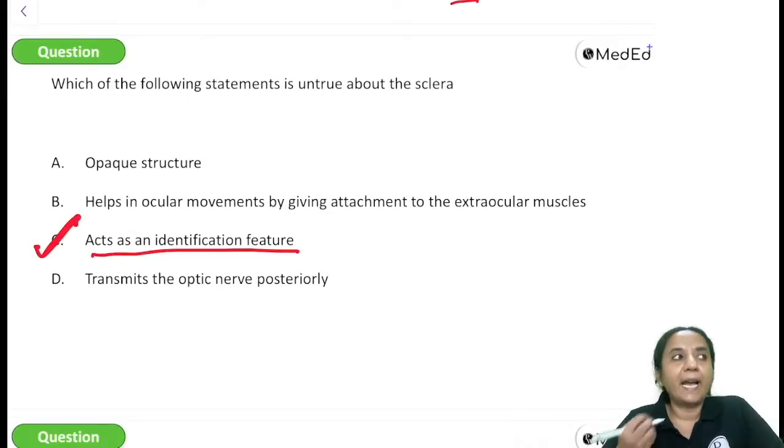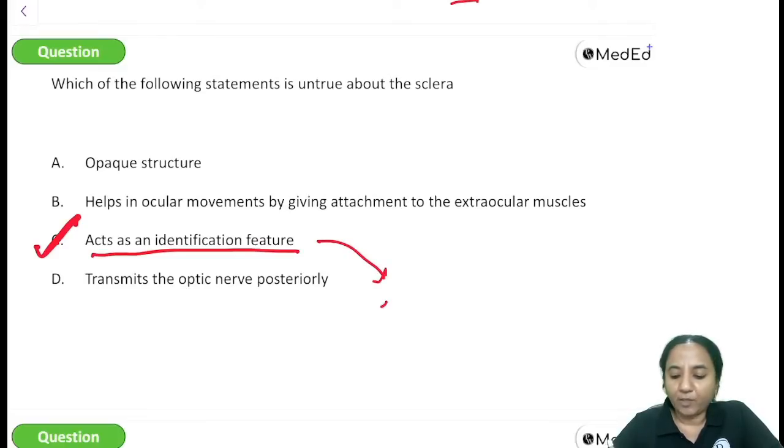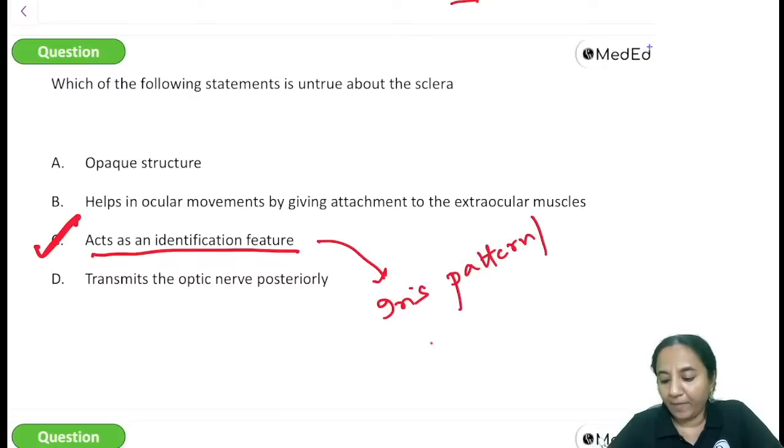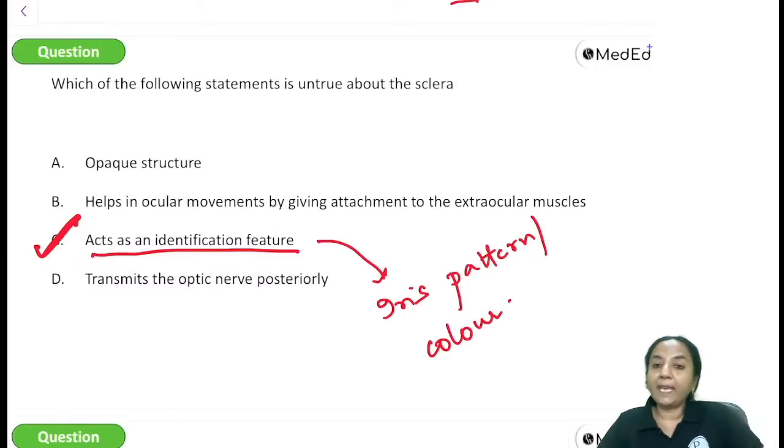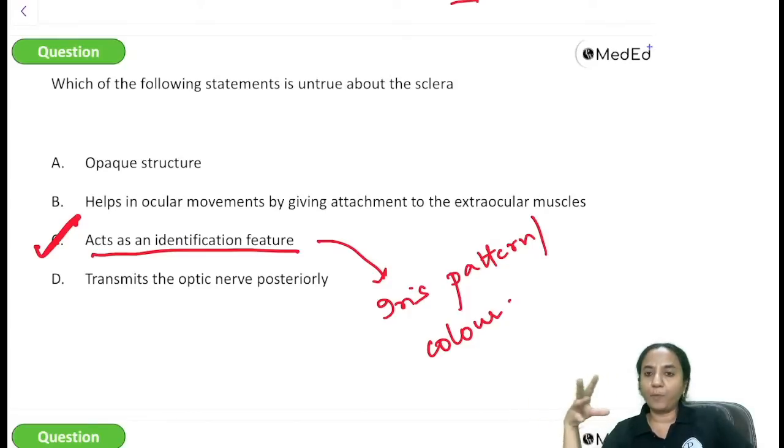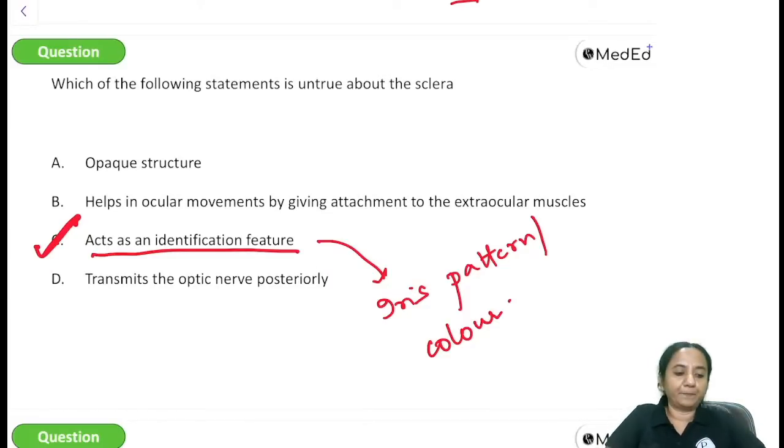It is wrong. The identification structure in the eye is actually the iris. The iris pattern and the iris color can be used for identification. So how would anyone identify using the sclera? It is just white in color, so we cannot do that. The iris color, because some people have pigmented iris, some people have hypopigmented iris. Then we have the pattern of the iris. So iris can act as an identifying feature, but it's not the sclera. Correct. You have iris scanners. Iris recognition technology is there.